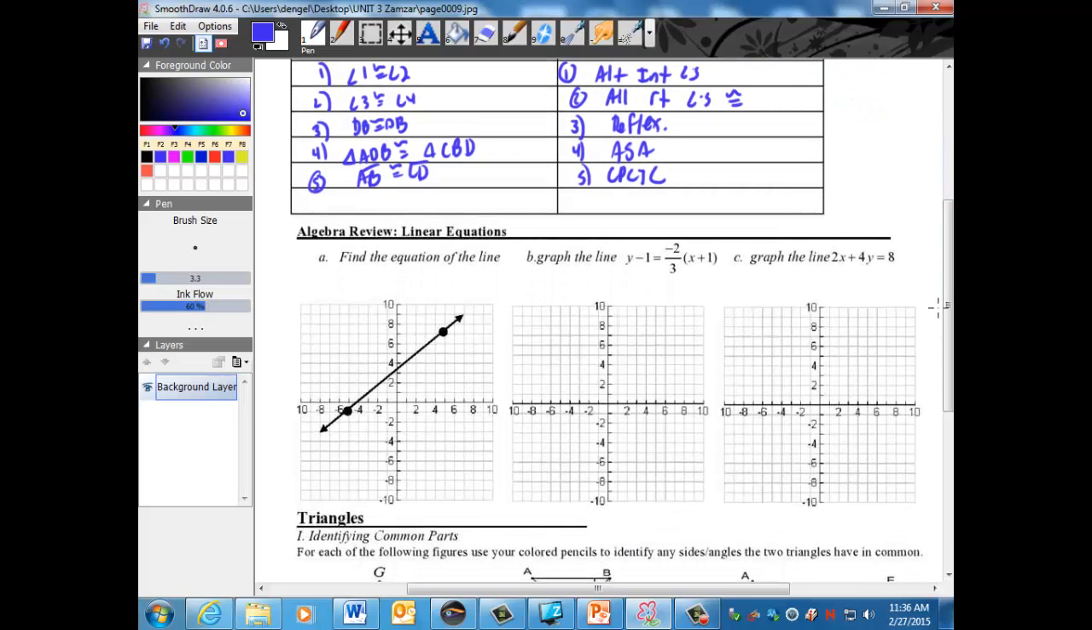For the algebra review, we're going to skip A. For B, our x, y point in point slope form, since x plus 1 would be -1, the y is 1. So -1, 1, rise 2, run 3, down 2 over 3. There's our graph. And then on this graph, this is in standard form. So 2x is equal to 8, x-intercept is 4, and 4y is equal to 8, y-intercept is 2, and we draw our line.